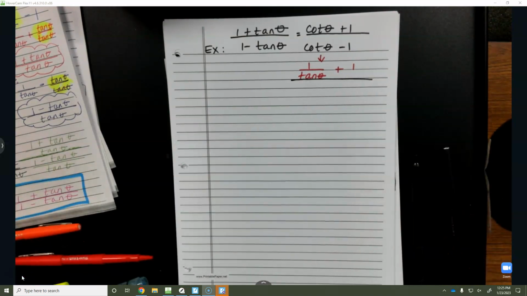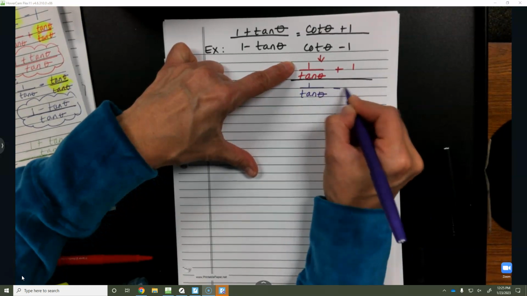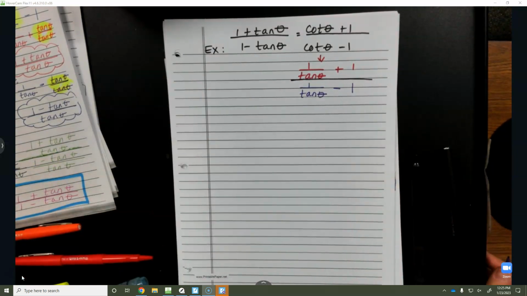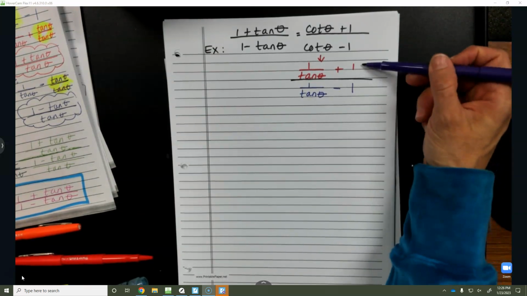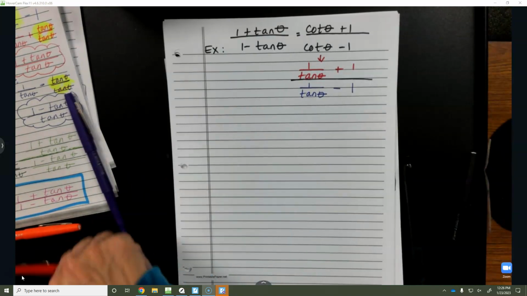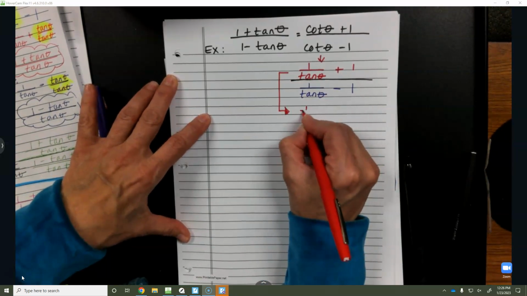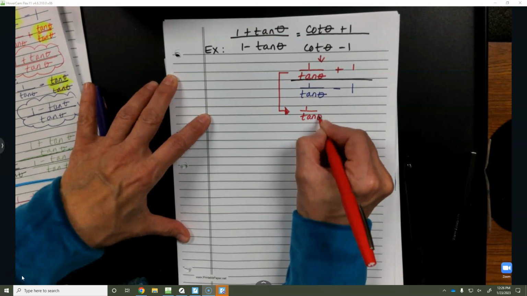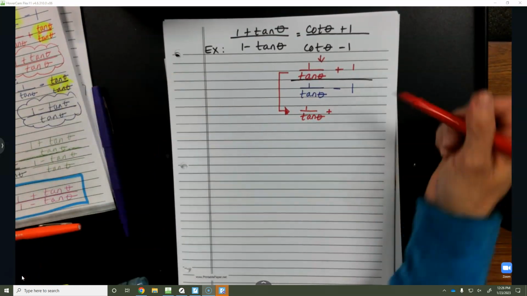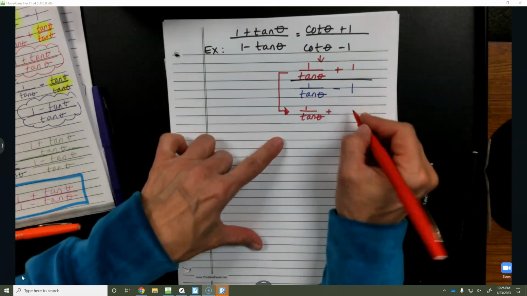And the denominator is kind of going to look the same thing. It's just going to be a minus there. Okay, at least they have the same letters. Now, look at these ones. We're going to combine the terms, guys. So this numerator, I'll keep it in red. This is going to be 1 over tan theta plus what? How are you going to rewrite that 1? Tan over tan. Good job.